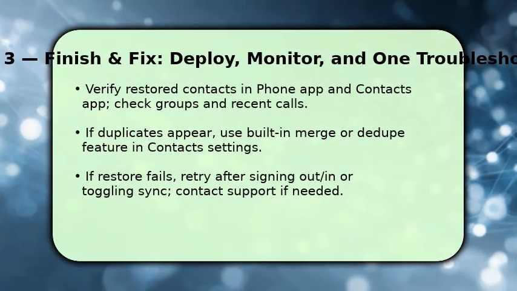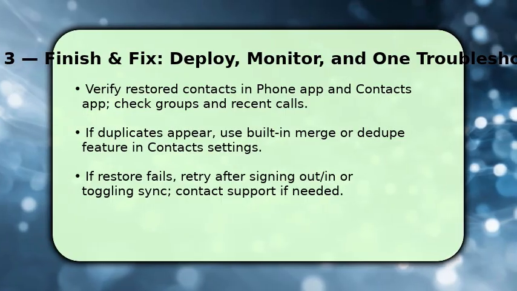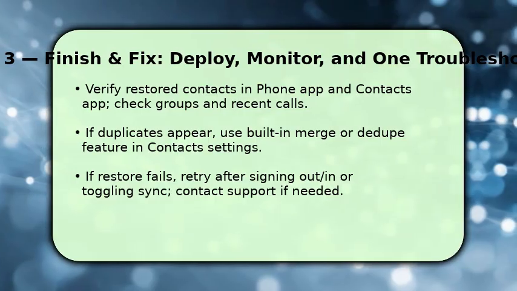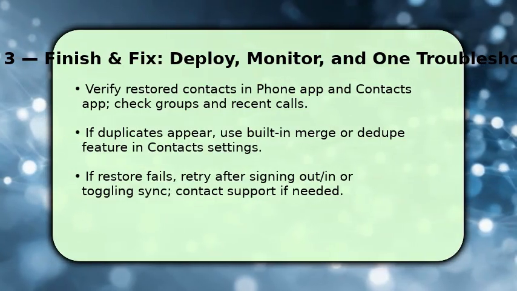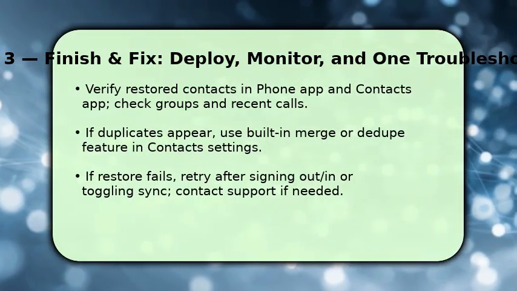After the progress completes, open your phone or contacts app and scan for names, numbers, and groups to confirm the restore. Make sure recent calls show associated contacts. If you see duplicates, use the Merge or Dedupe tool in contact settings to clean up entries. This is faster than manual edits.